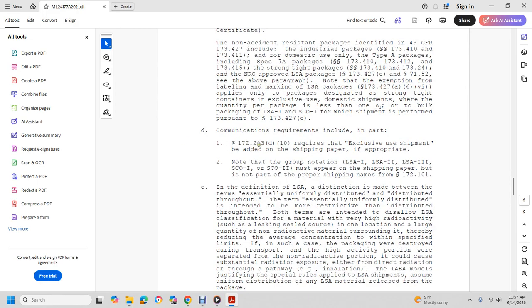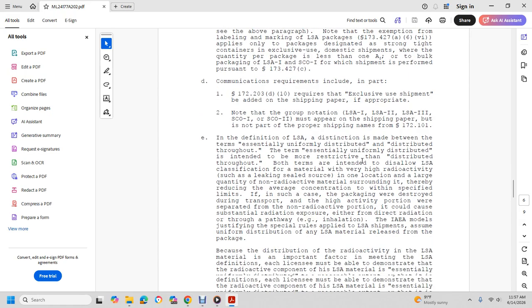Communication requirements include 173.203 and D10, with the requirement of exclusive use of shipment to be added to the shipping paper. The appropriate group notation LSA-1, LSA-2, LSA-3, and surface contaminated object 1 and 2 must appear on the shipping paper with the proper shipping name, 172.101.